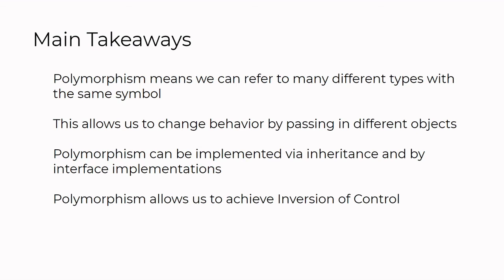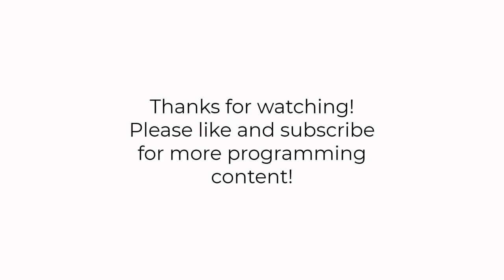In this lesson, we covered that polymorphism is the ability to refer to several different implementing types with a single base class or interface symbol. This ability allows us to change our program's behavior by passing in different objects rather than by changing behavior-specific code. We also covered that polymorphic behavior can be achieved via inheritance or by interface implementation, though we should generally prefer interfaces. We also learned that polymorphism unlocks higher level concepts like inversion of control, which can make our designs more flexible and robust.